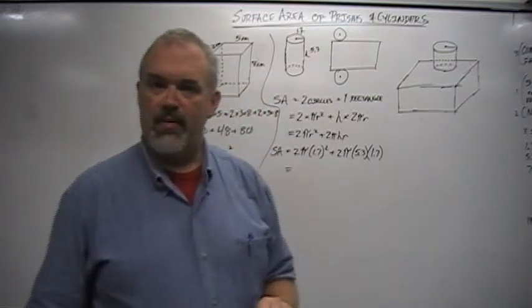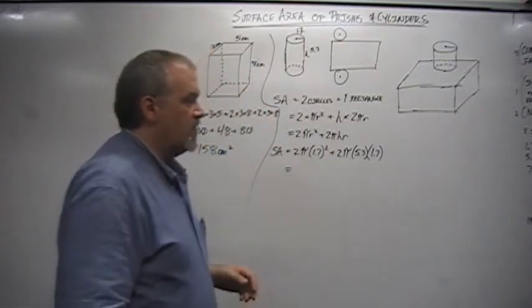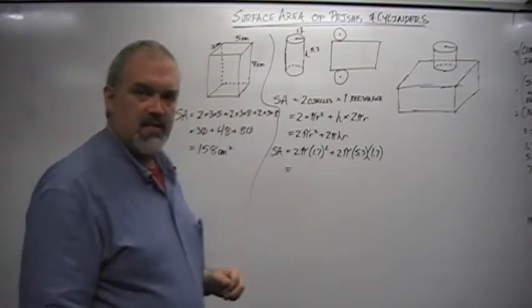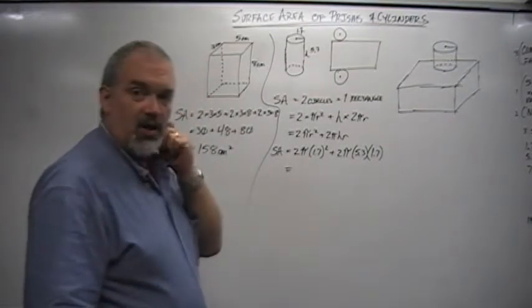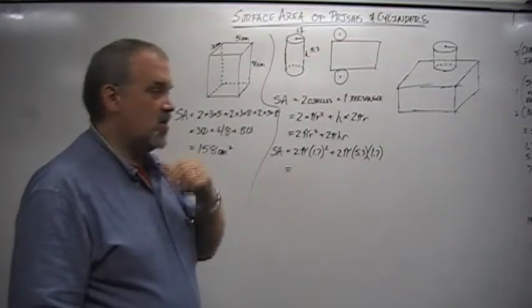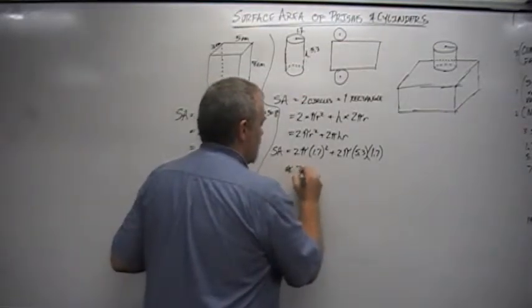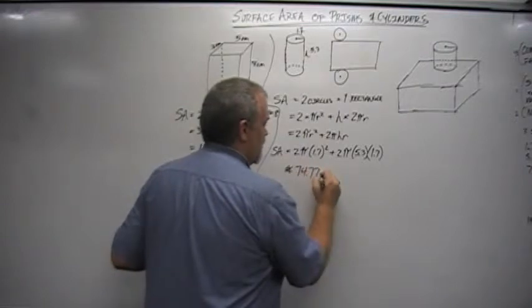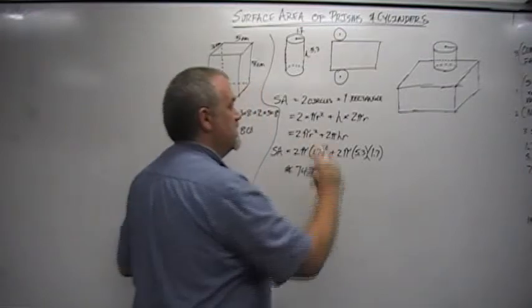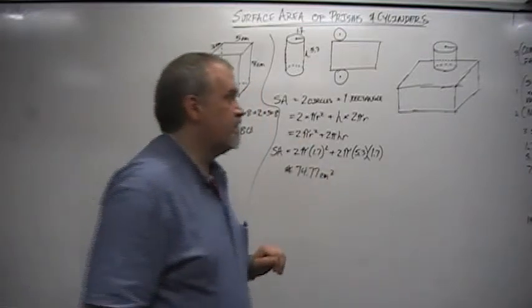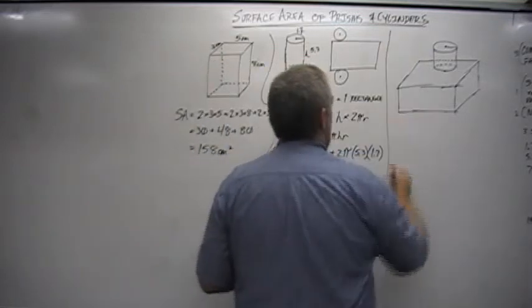And we can put that all into our calculator. There's not a whole lot of point with these involving pi of trying to figure them out in some tighter way. But if we put that all into our calculator and rounded it to 2 decimal places, we would come up with approximately 74.77 centimeters squared, if we were in centimeters. Okay? Composite figures, same idea.